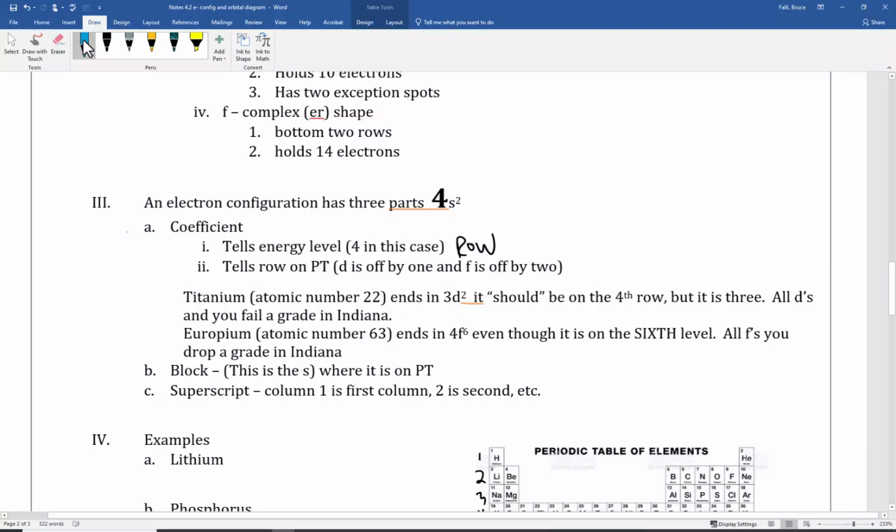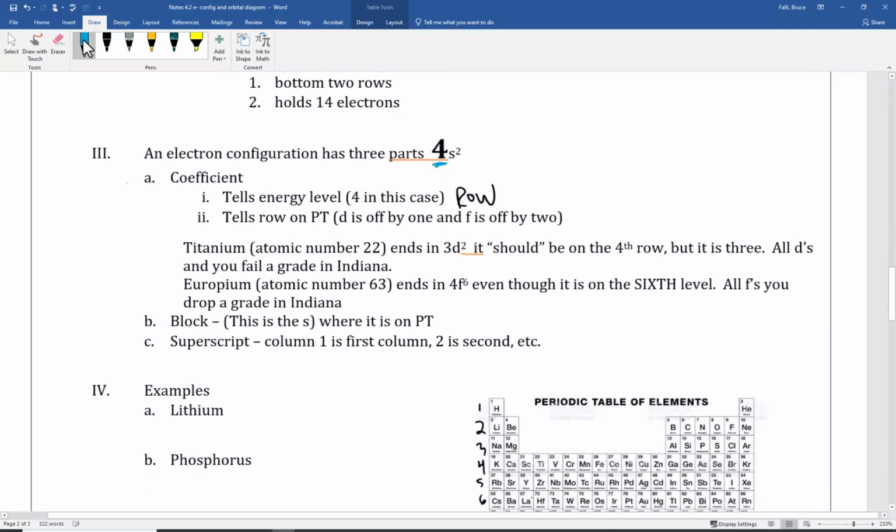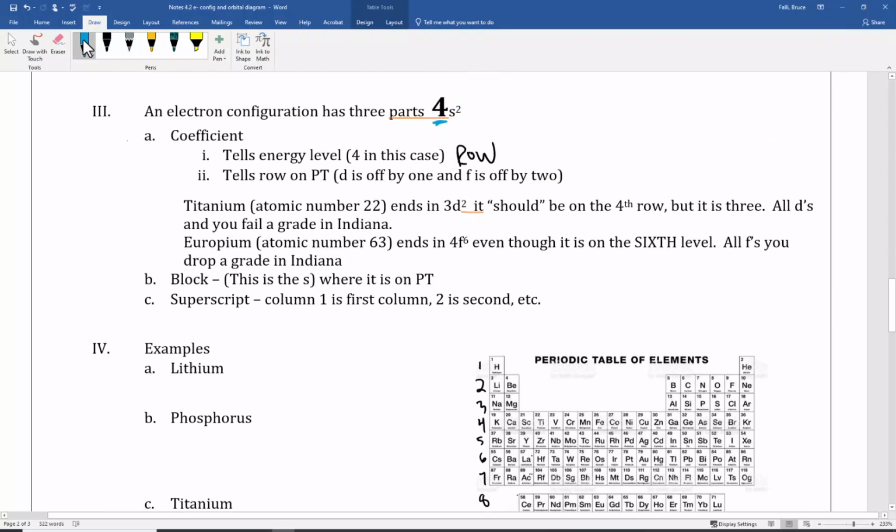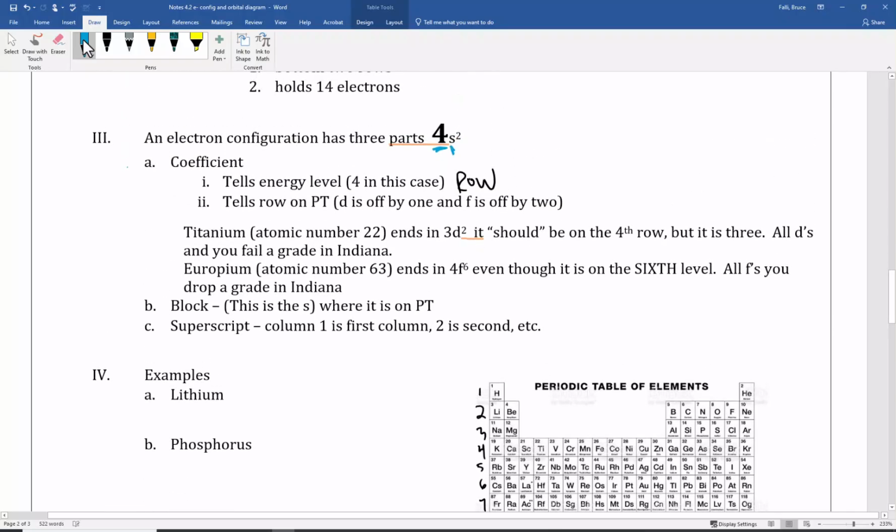Okay. An electron configuration has 3 parts. The coefficient, just like math class, that's the number in front of the letter. It tells us the energy level. In this case, it's going to be the row. It tells us the row on the periodic table. Okay, we'll get to that a little bit more in a second. The block, this letter is the block. Remember, S, this is where it tells us where it is on the periodic table. There's S, P, D, and F. The superscript tells us which column it's going to be in.